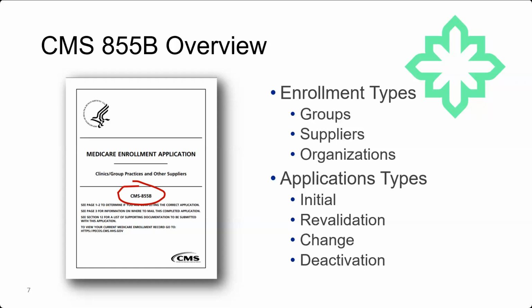And then finally, the other application type that we see are deactivations. So perhaps there's been a tax identification change and they've enrolled the new tax ID. They now need to deactivate the previous tax ID. Or perhaps a group or an office has closed that does need to be deactivated, and that also comes in through the 855B. For all of these, there are going to be slight changes based on what you're trying to accomplish as far as sections that need to be completed in the application, and we'll talk about that. We'll walk you through that.